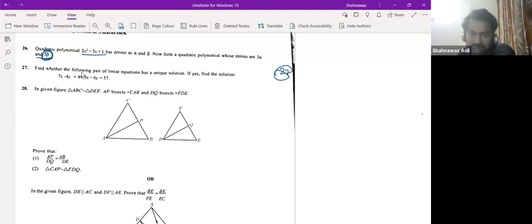Find whether the following pair of linear equations has a unique solution. If yes, find the solution. You have the equation 7x minus 4y equals 49, and this is 5x minus 6y. So you have a pair of linear equations. Is this in the general form?